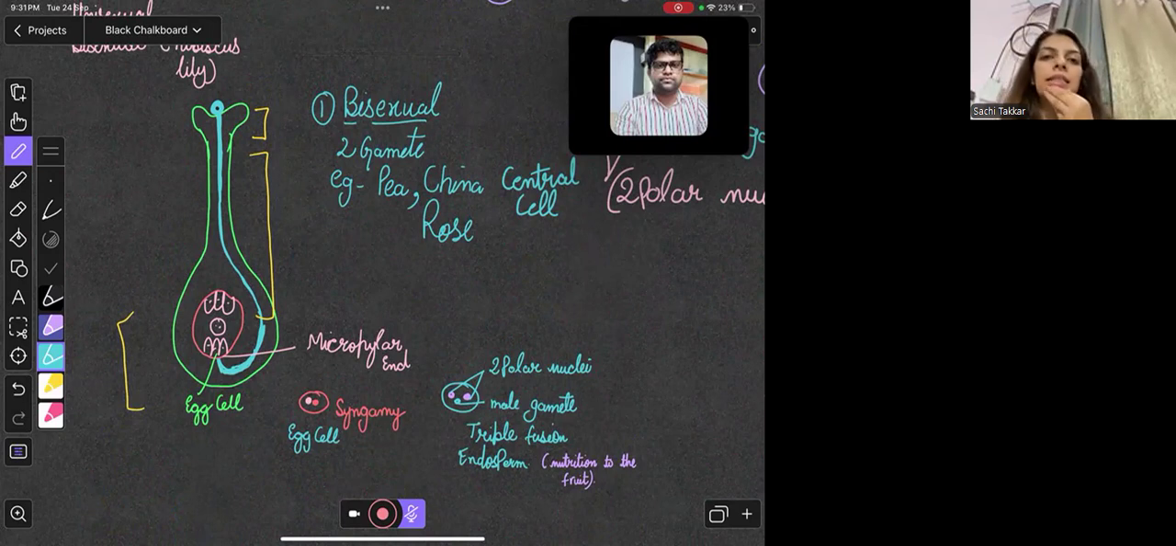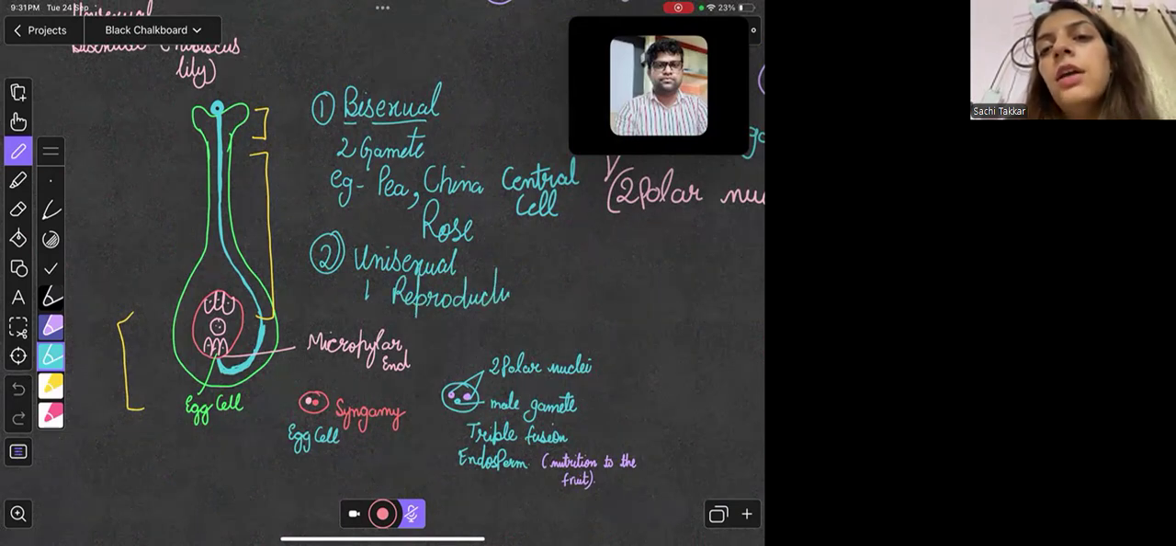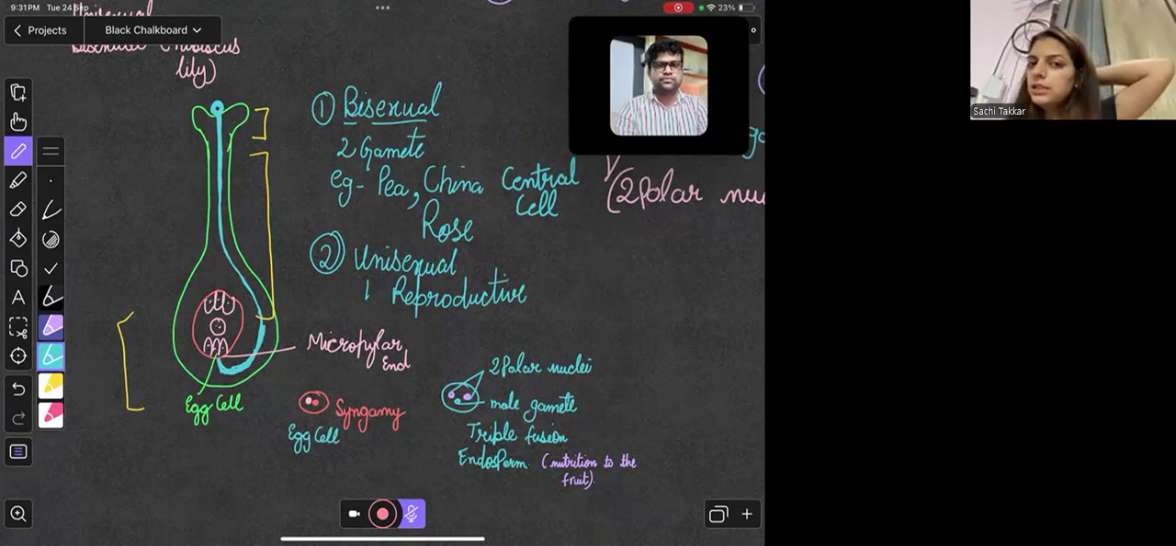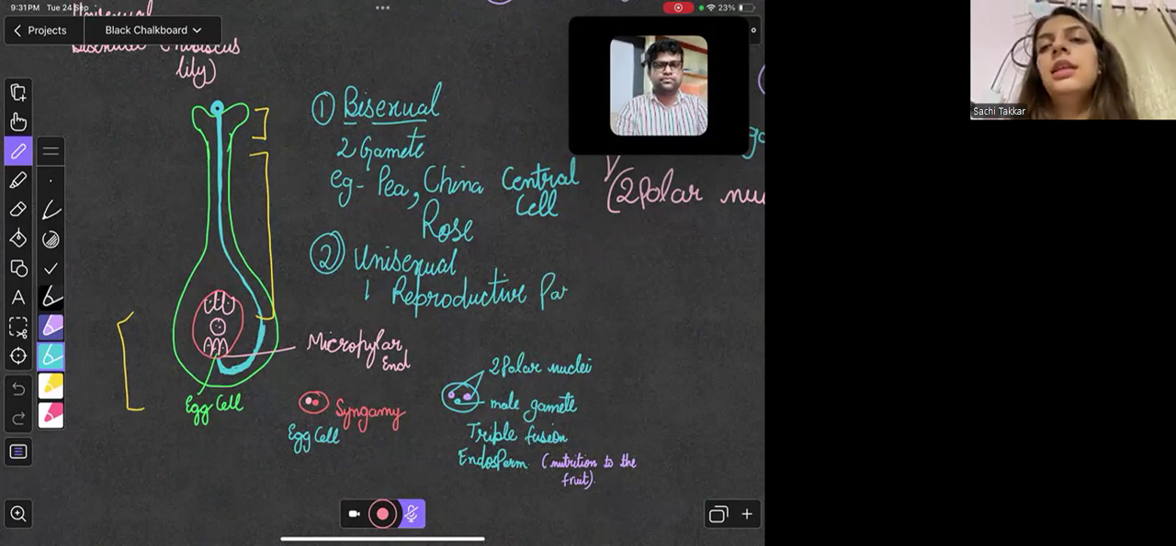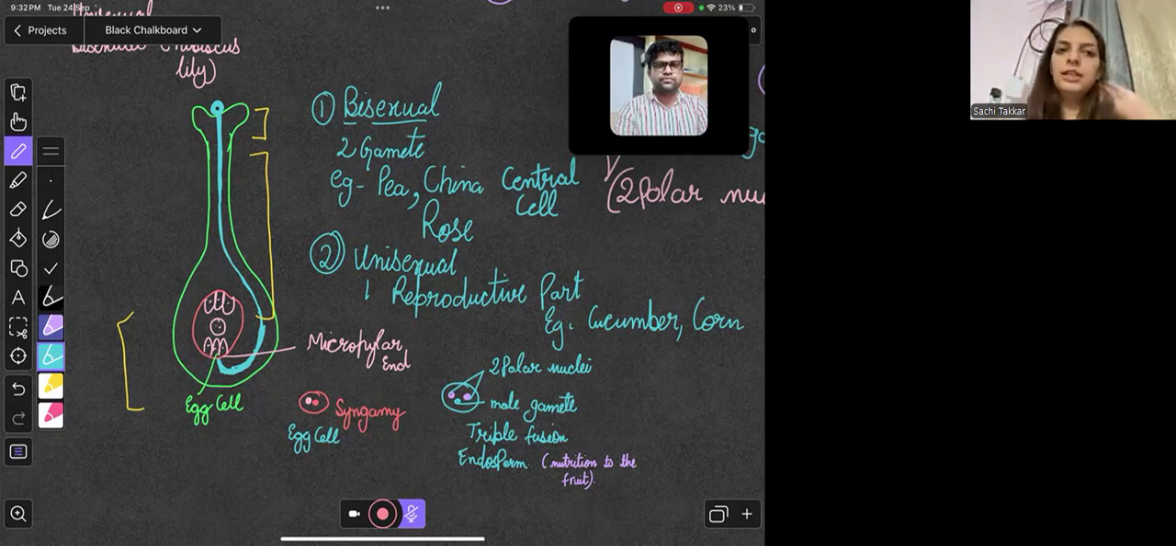Okay, so next is unisexual flower. Unisexual flower means only one reproductive part, either male or female, is present in one flower. Unisexual means one reproductive part is present. This is an example of cucumber and corn, you can say.